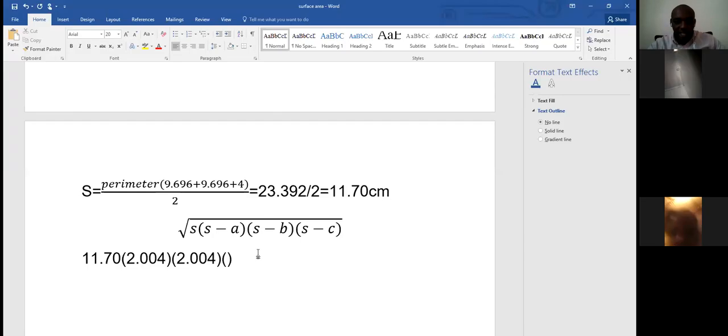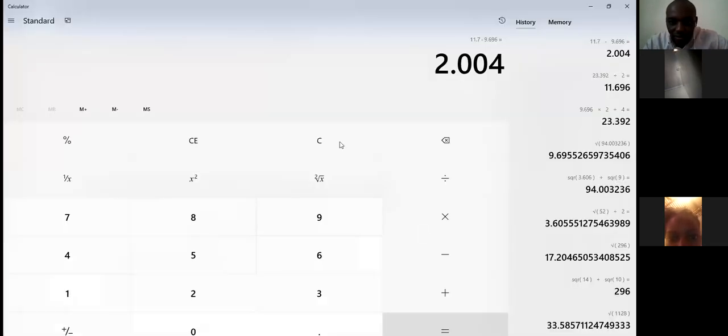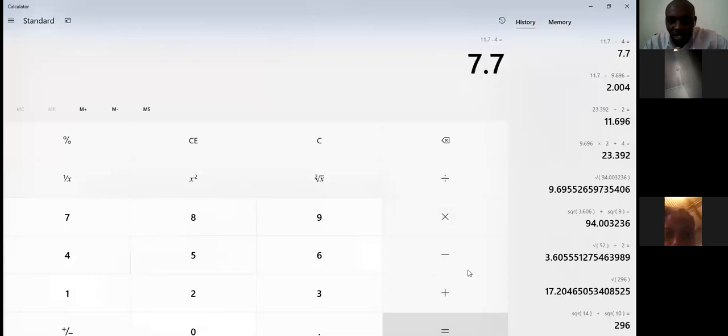And then finally, we have 11.70 minus 4, which I think is going to be 7. Is it 7.7? If I get it wrong, you can correct me. 11.70 minus 4. 0.70, then you subtract 4. The answer is 7.7. So there I'm not wrong.